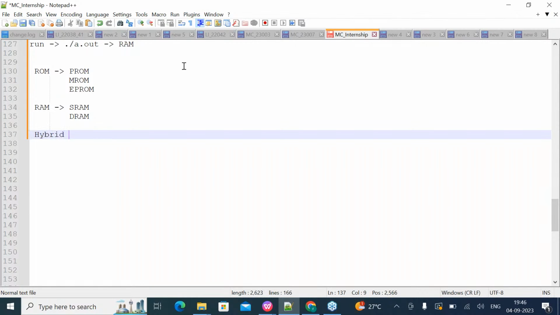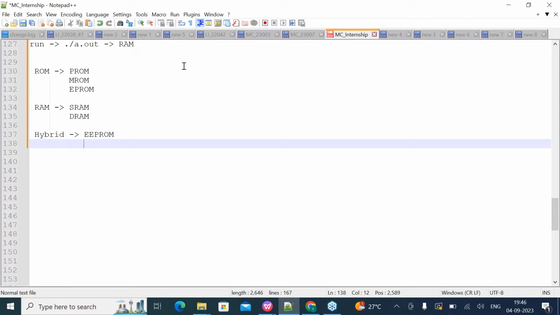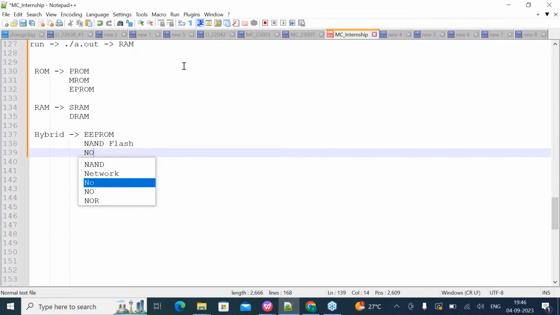So in this hybrid memory, I have categorized the double EPROM here. I'm putting it under the hybrid memory. Then you can see your flash memories, whatever is the NAND flash and whatever is the NOR flash, it is a part of your hybrid memory. Clear now?